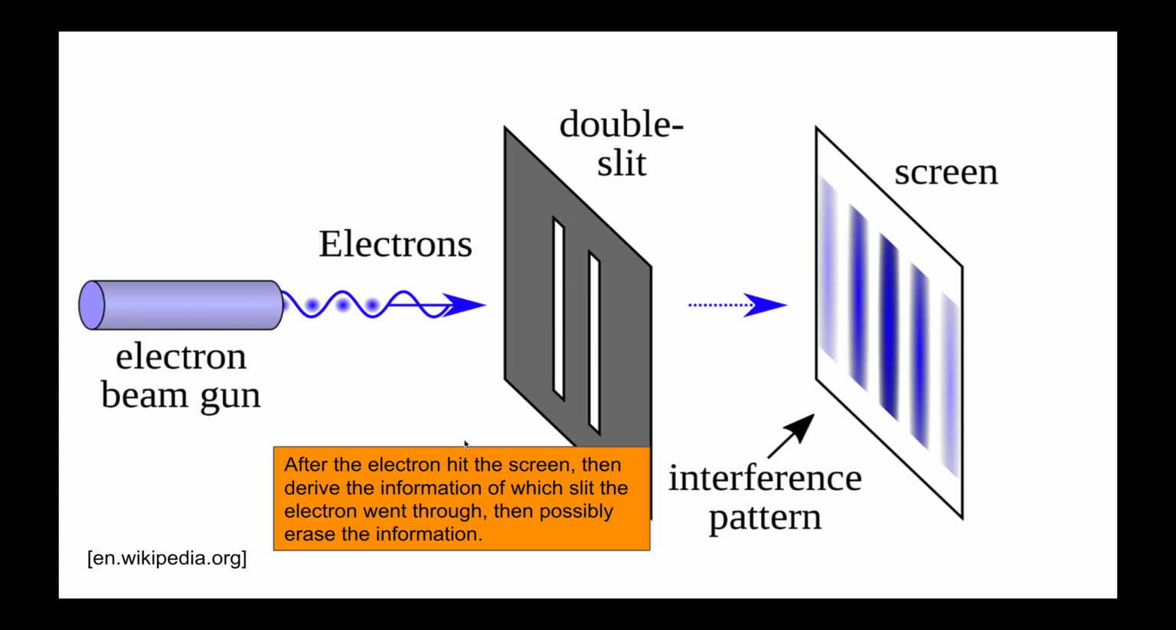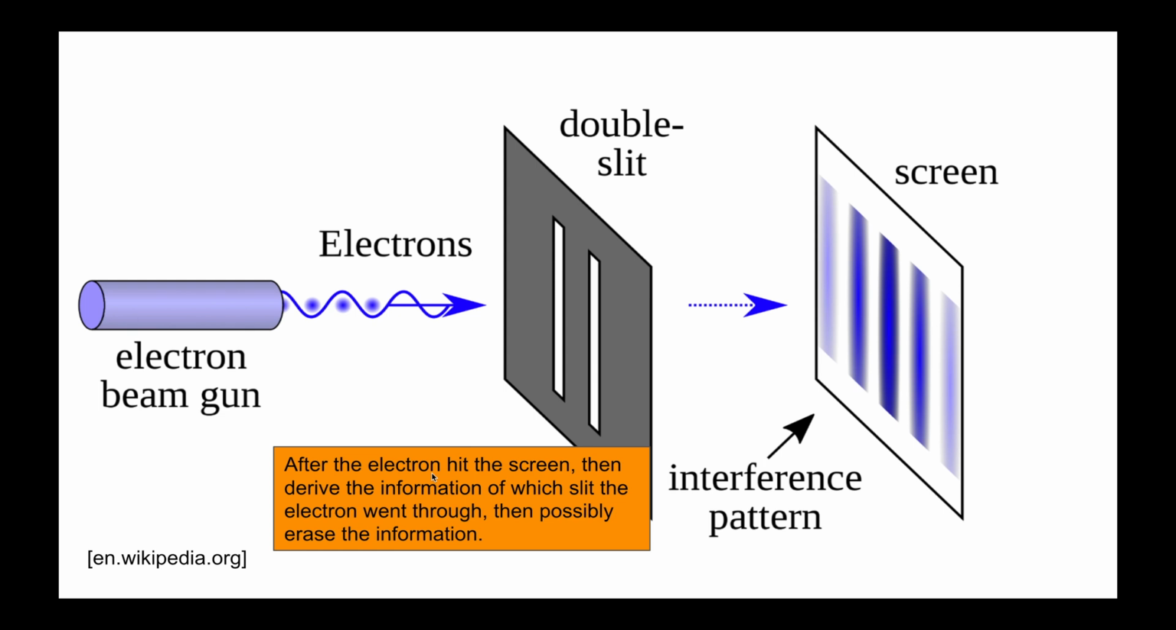What it means is that after the electron hits the screen, there's a smart way to derive the information of which slit the electron went through. If we do this delayed measurement, we will see two bands, no interference pattern. But if we do this delayed measurement, and then even later we possibly erase the information, if we erase the information, we see the interference pattern again.